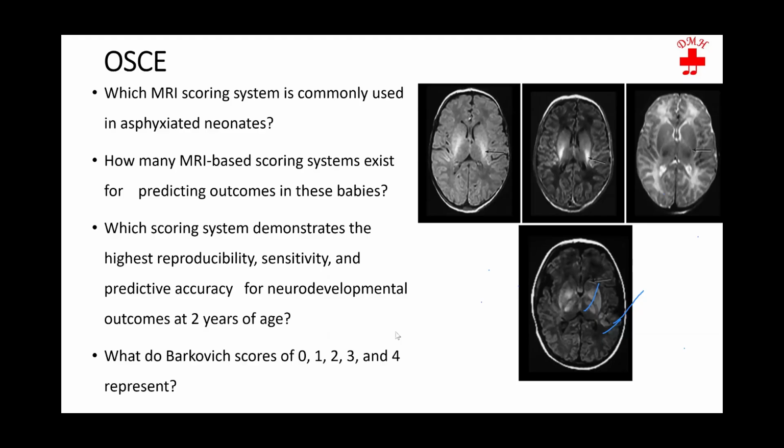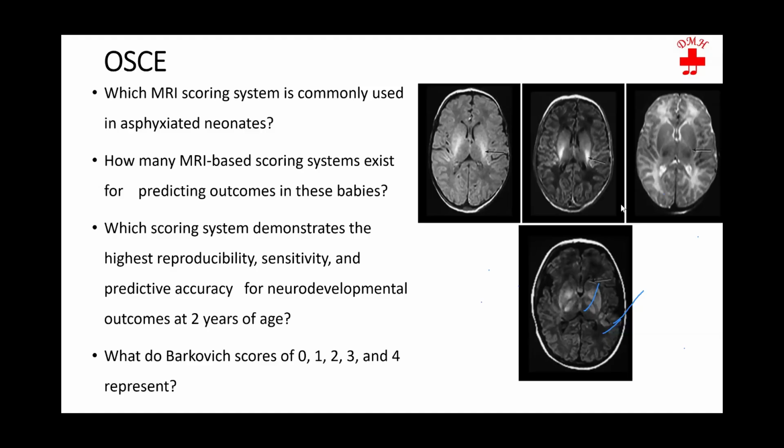Now these are the questions. Which MRI scoring system is commonly used in asphyxiated neonates? So there is an MRI scoring system. We do MRI scoring to prognosticate the baby's neurodevelopmental outcome. So which are the scoring systems? Are you aware of the scoring systems? Barkovich is one. Anything else? Okay, no problem. So how many MRI-based scoring systems exist for predicting outcomes in this video? I'll talk about it. And which scoring system is better?